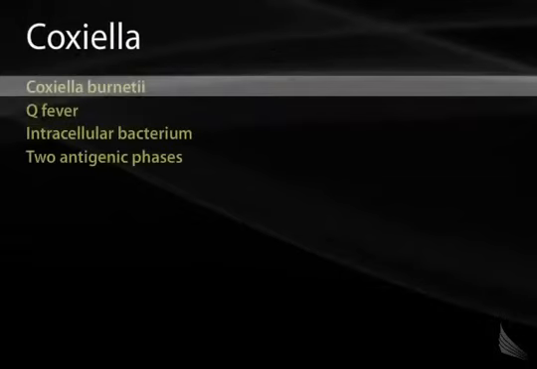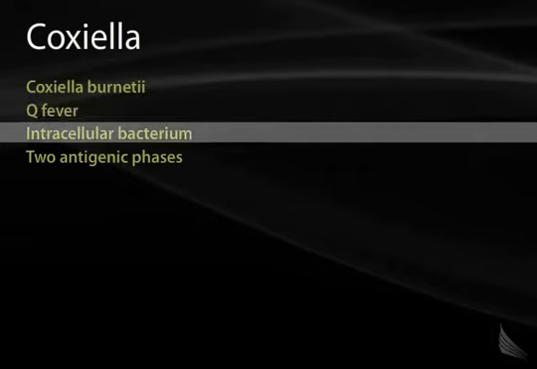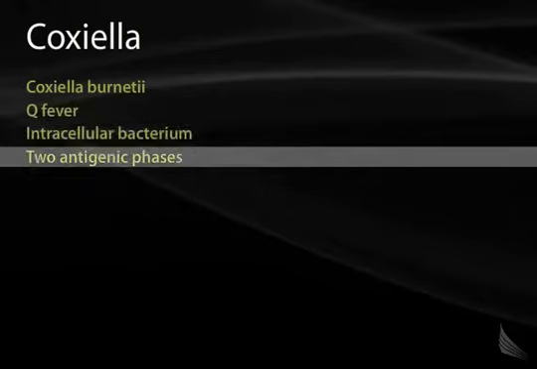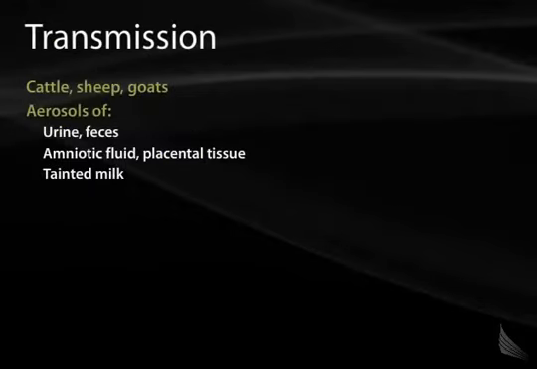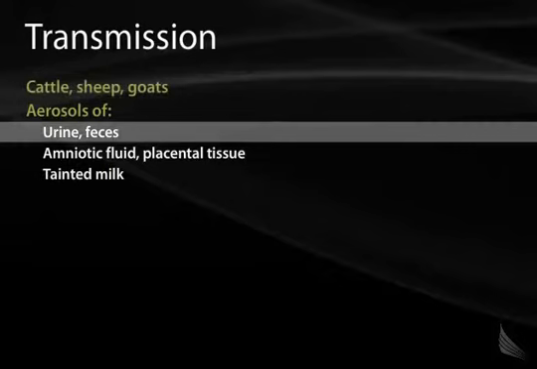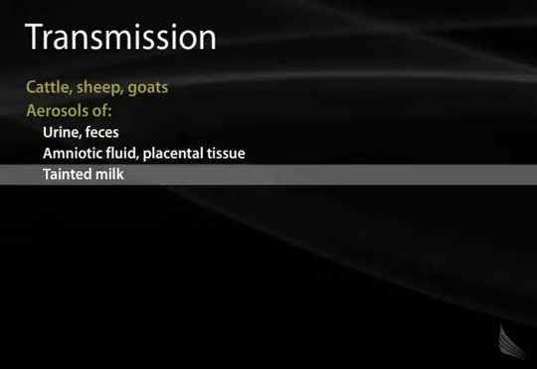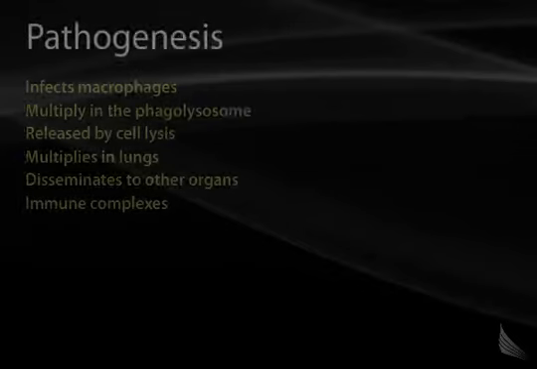Coxiella burnetii is the causative agent of Q fever. Just like the Rickettsiae, it's an intracellular bacterium, and it has 2 antigenic phases. Q fever is transmitted to us from cattle, sheep, and goats. These animals spread the bacteria in their urine and feces, and in their amniotic fluid and placental tissue. We sometimes also can drink tainted milk and get it.